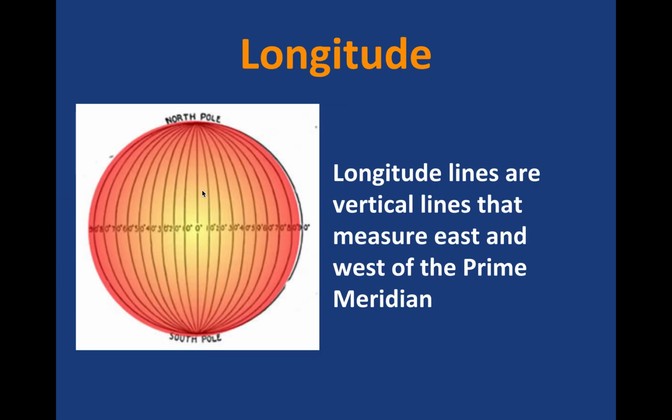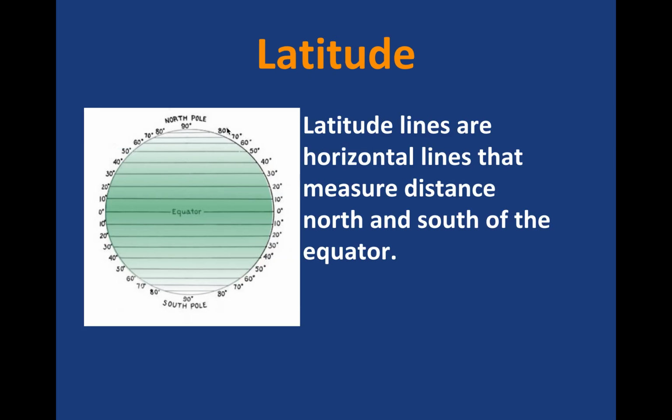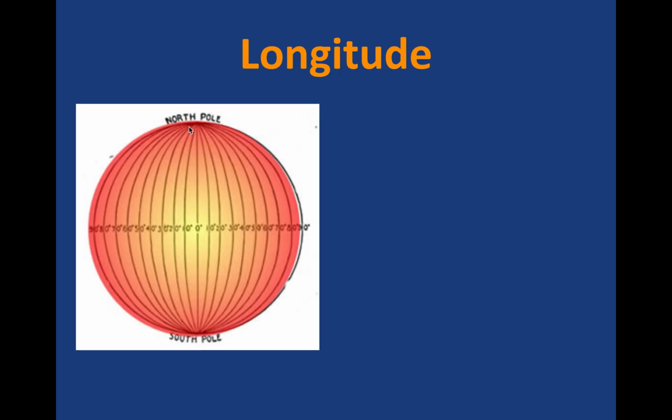Longitude is the opposite. They are the vertical lines that measure distance east and west of the prime meridian. Our starting line for longitude is the prime meridian. It's our 0 right here. Unlike latitude, which only went to 90, longitude goes all the way to 360. So you will go 180 degrees east and you will go 180 degrees west. So 180 plus 180 equals 360.